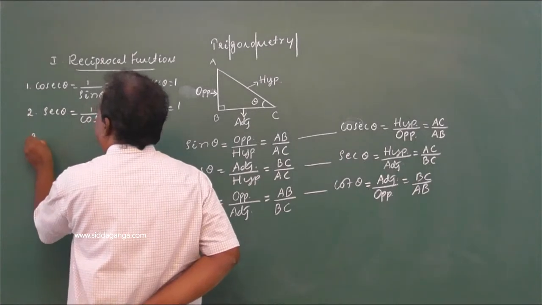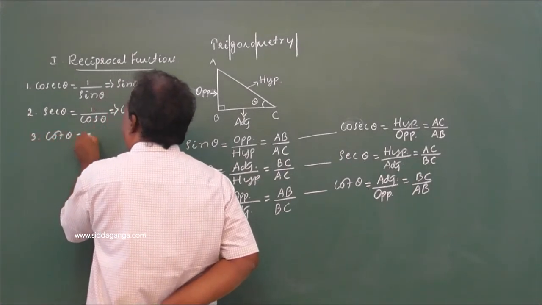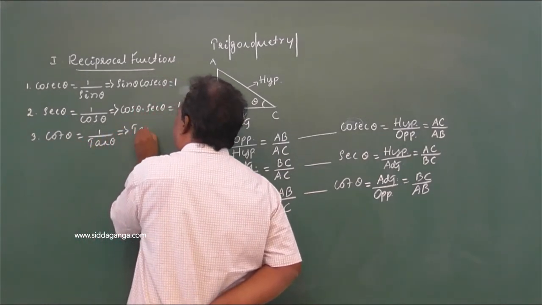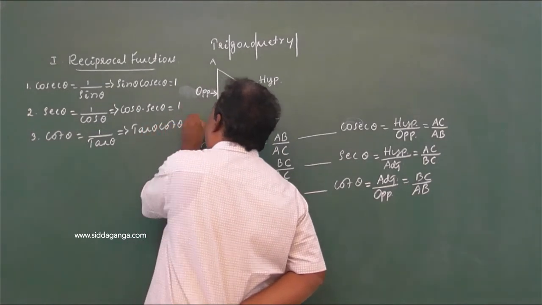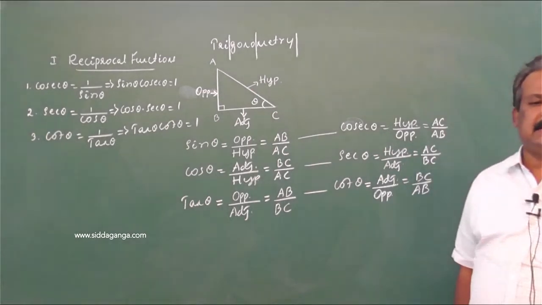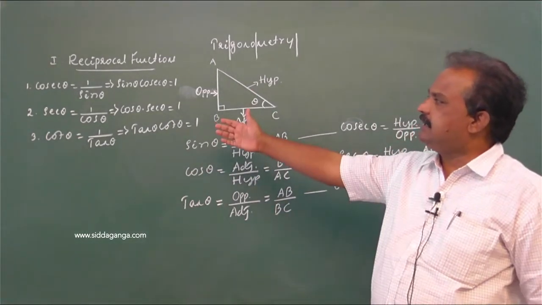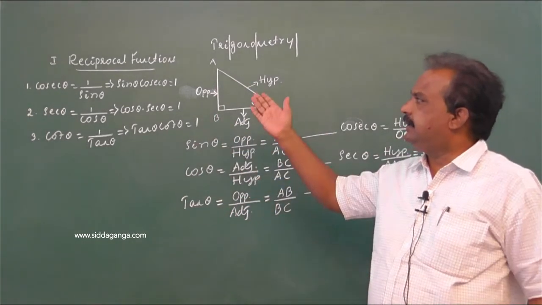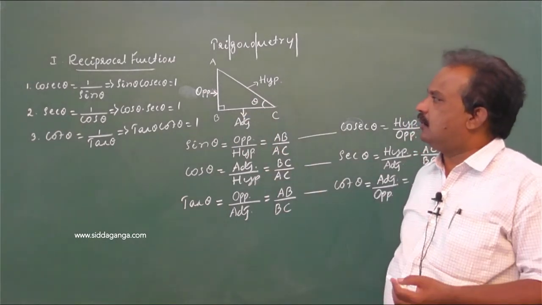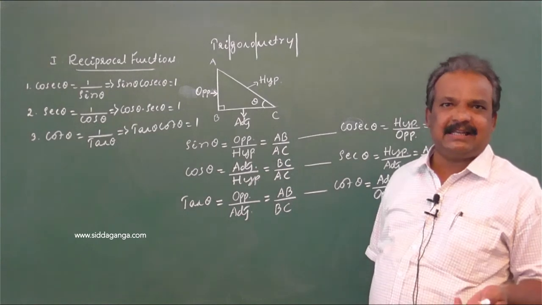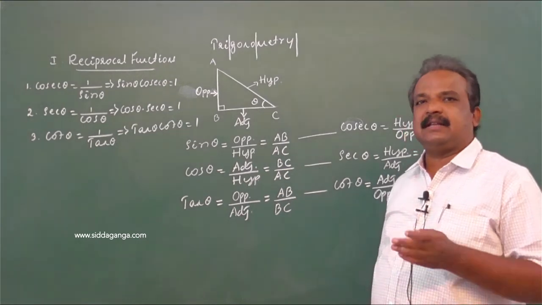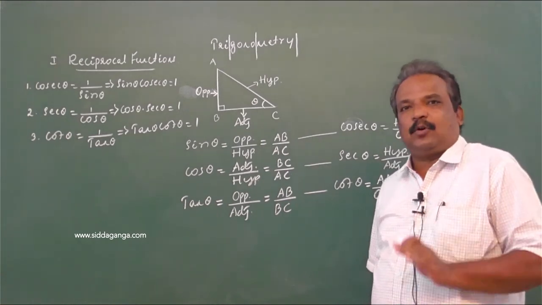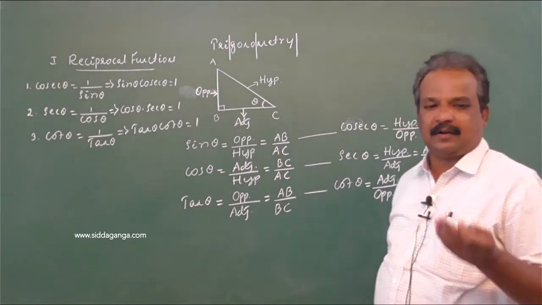Cot theta is equal to 1 by tan theta. So the product of tan theta and cot theta is always equal to 1. So these are the three pairs of reciprocal relations that we have in trigonometry. Cosec theta is the reciprocal of sine, or sine is the reciprocal of cosec. Secant is the reciprocal of cos, or cos is the reciprocal of secant. Cot is the reciprocal of tan, or tan is the reciprocal of cot.